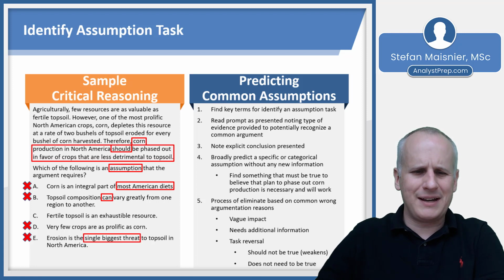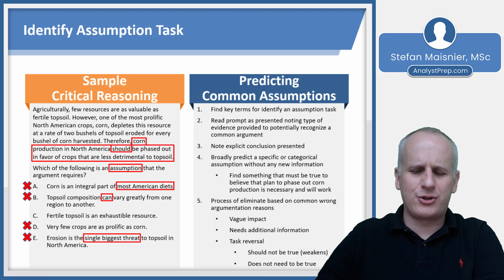And we can also eliminate answer choices that don't need to be true, but might strengthen. So when we're looking at assumption tasks, some of the hardest answer choices to eliminate are going to be those that would seemingly make the argument better, but they aren't required. So "erosion is the single biggest threat to topsoil in North America." It seems to strengthen the argument, but it's certainly not necessary.